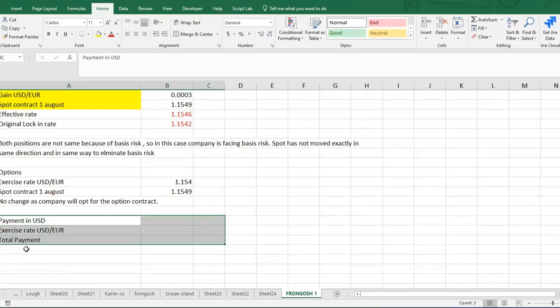Okay, sir, why are we not showing the calculation again? Because we have shown it above. There is no need to show it again. Okay.